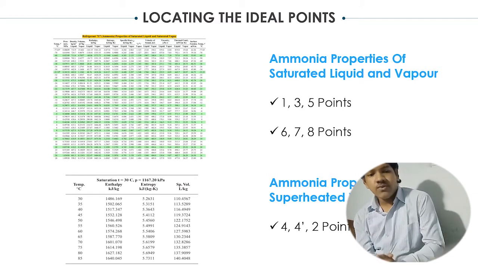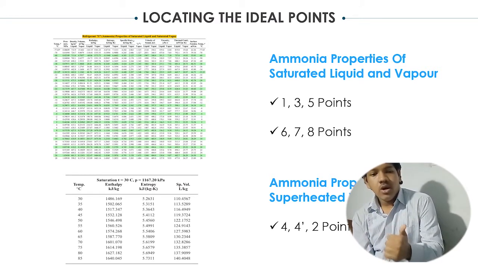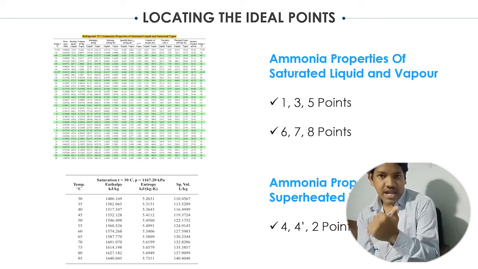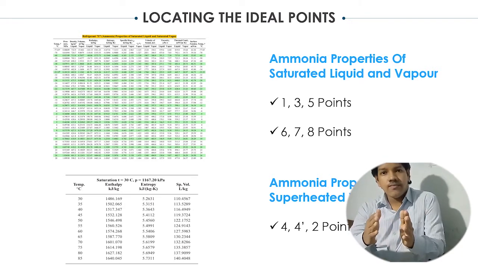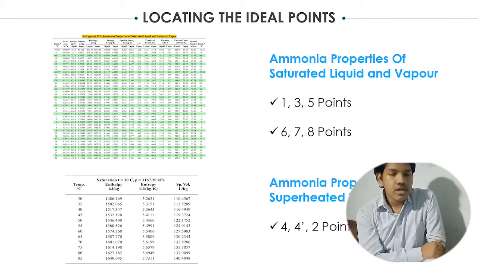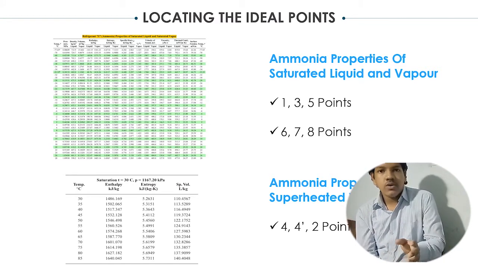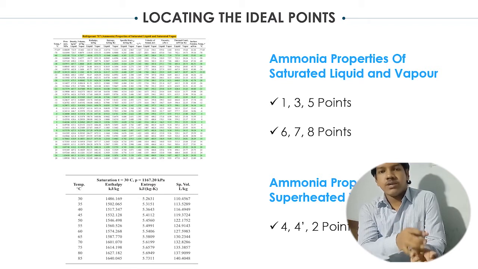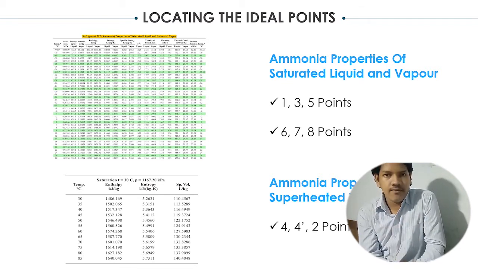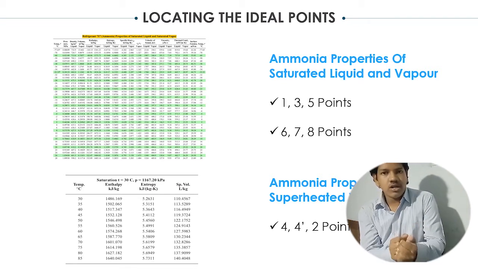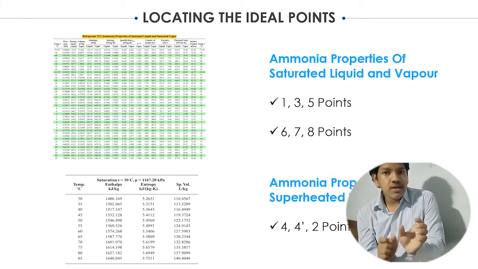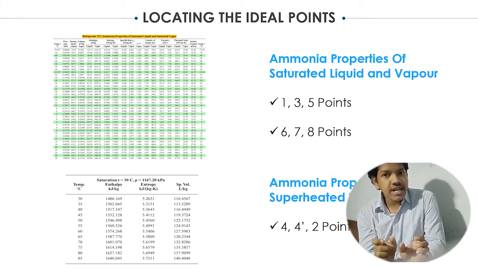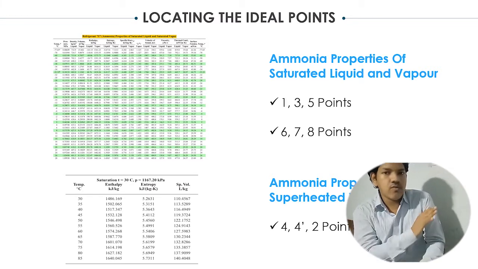So the second way is we need only one property of the point, and with the help of that one property we would trace down the other properties. So how will we do that? Suppose we have got the entropy of a point. We have already got the entropy of a point. Now with the help of that entropy, we will trace down the similar entropy value that matches it over the entire chart and the entire tables.